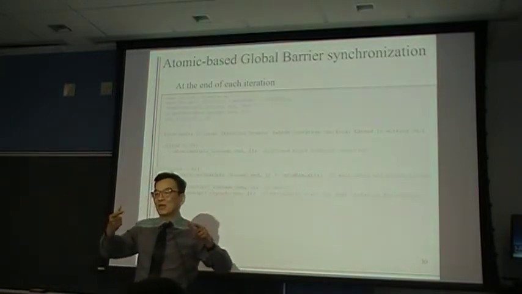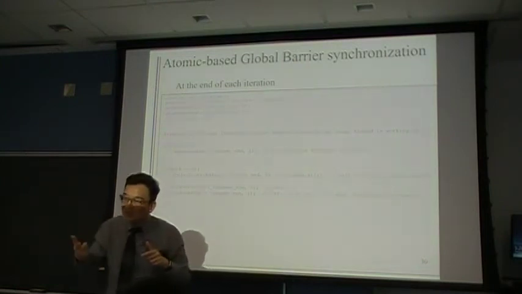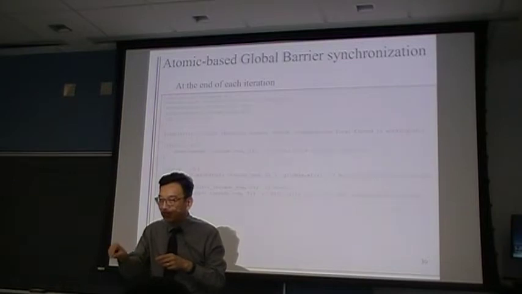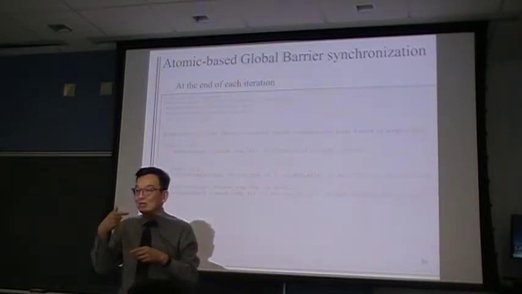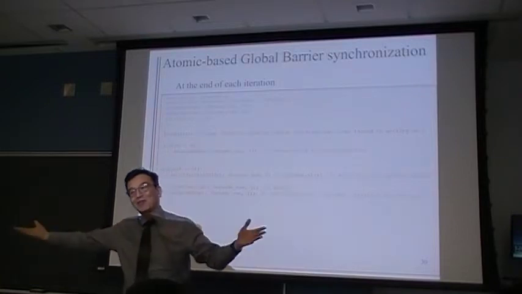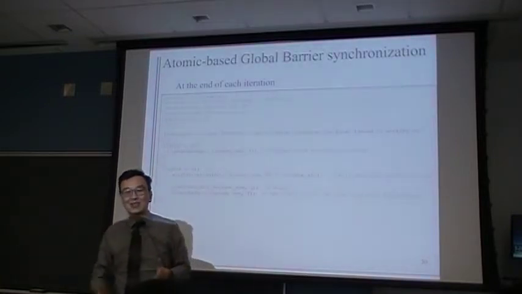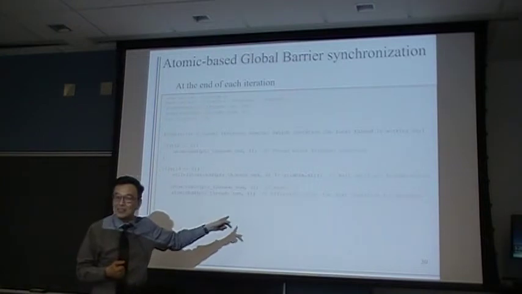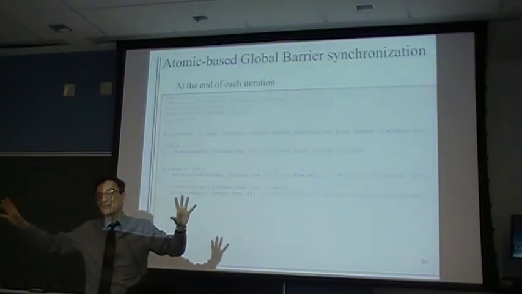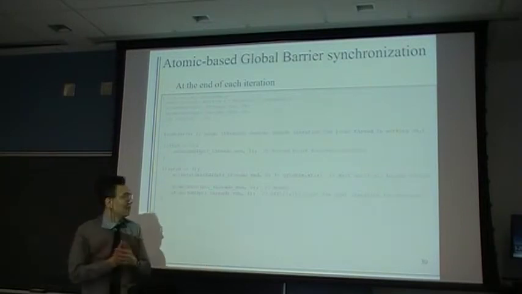Otherwise, remember, in global memory accesses, if one of the threads writes into a global variable, that value will not be visible to other thread blocks before the kernel terminates, right? So this is forcing the consistency, so that all the other threads will see the value. Does that make sense? Okay.